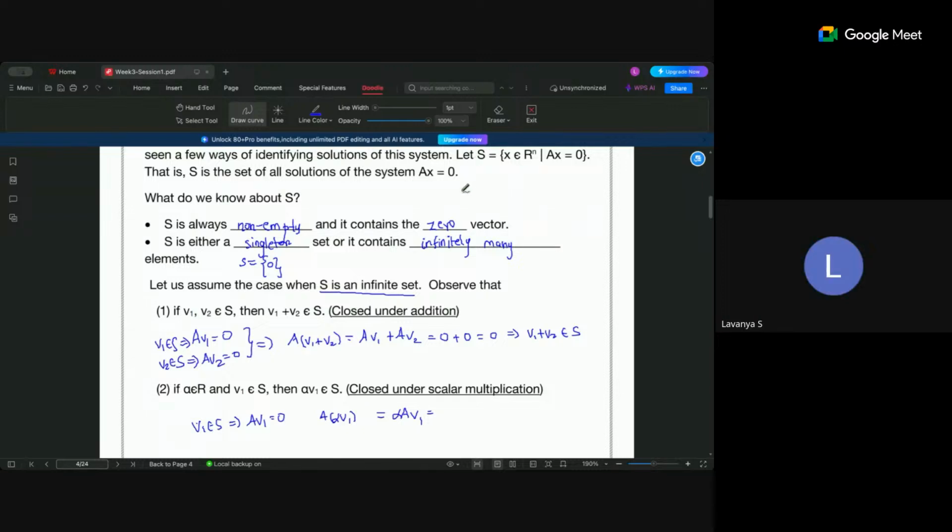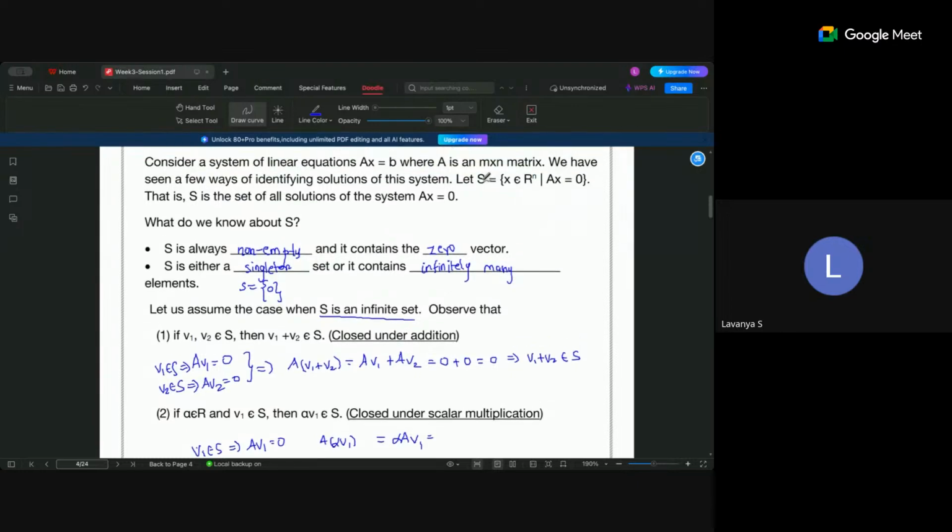See what happens in the unique solution case. Unique solution means this is the only solution, and that could be anything, but it would be unique. But see, always 0 is there in S. Yes or no? Yes, ma'am.